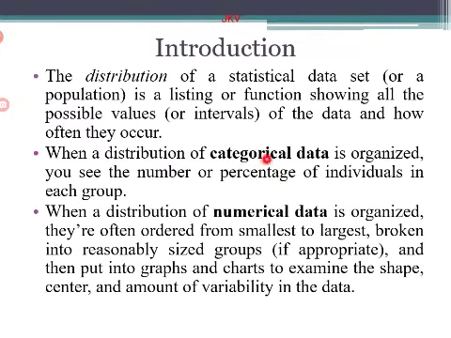That is, data can be of two types, categorical data and numerical data. In case of categorical data, we will put the number in each group and we will put the percentage. And in case of numerical data, it can be ordered from smallest to highest or highest to smallest. Again, we can order them in groups. We can draw a graph on them also.